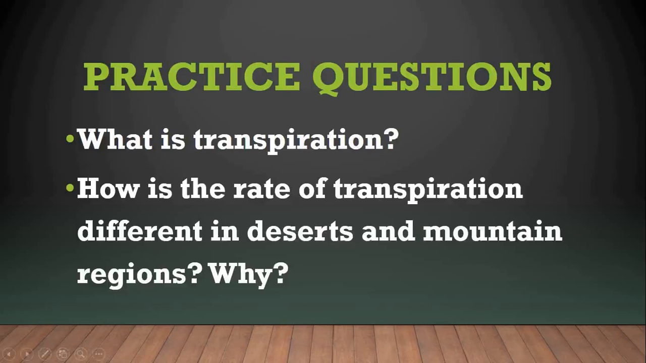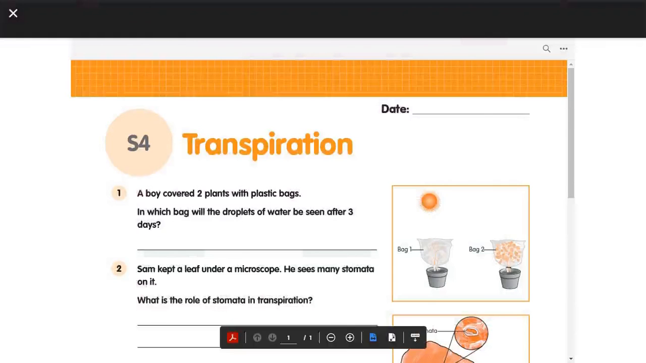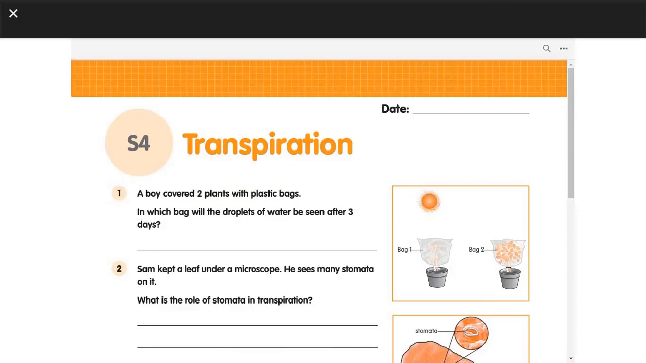Next, worksheet questions. In S4, first question. A boy covered two plants with plastic bags. In which bag will the droplets of water be seen after 3 days?